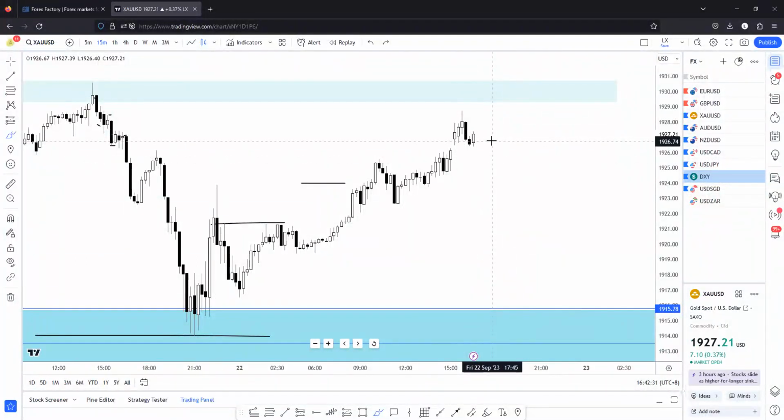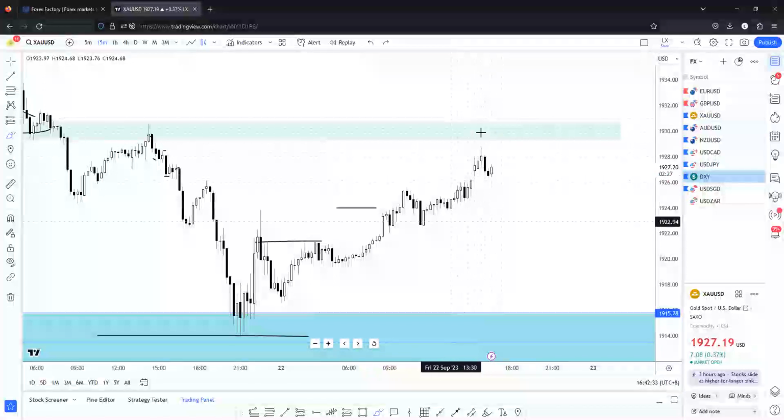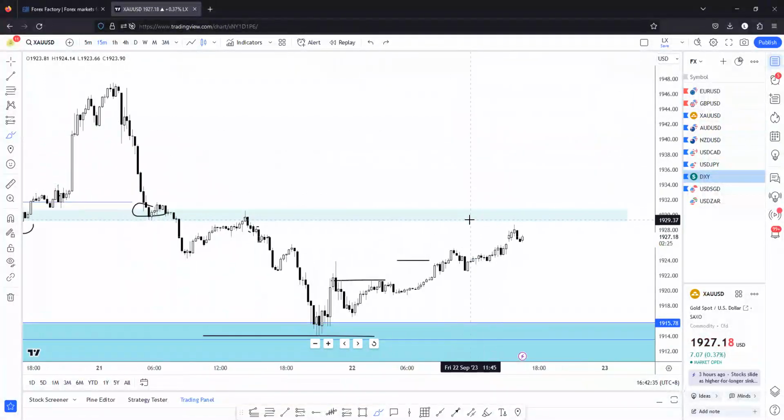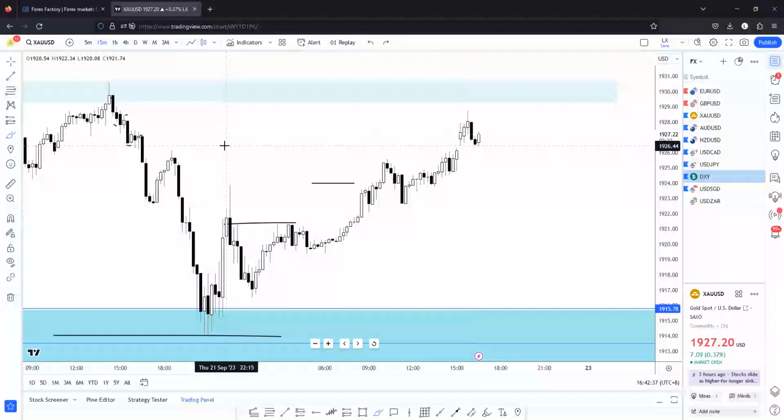Okay, so that's where we are right now for gold. If price comes into this zone, if it pushes into this region on the lower time frame, then this is a potential target I think that we can look at. So that's where we are right now.